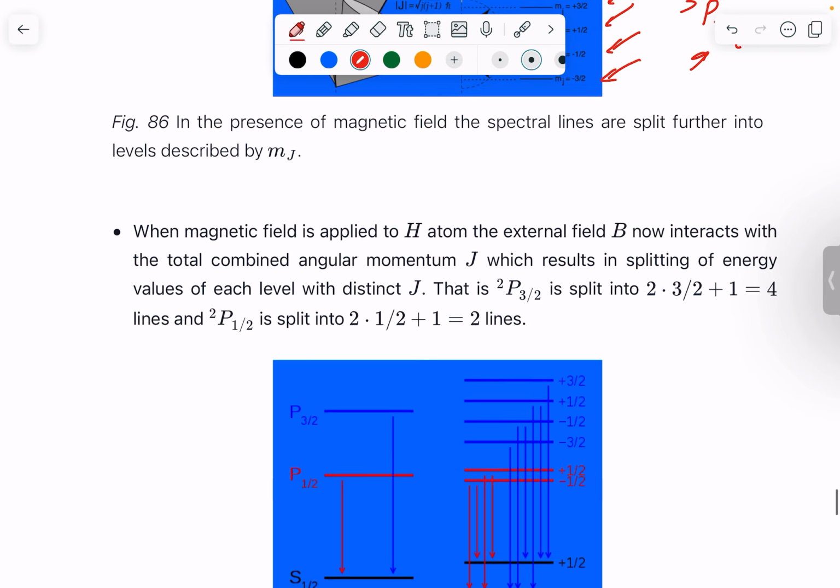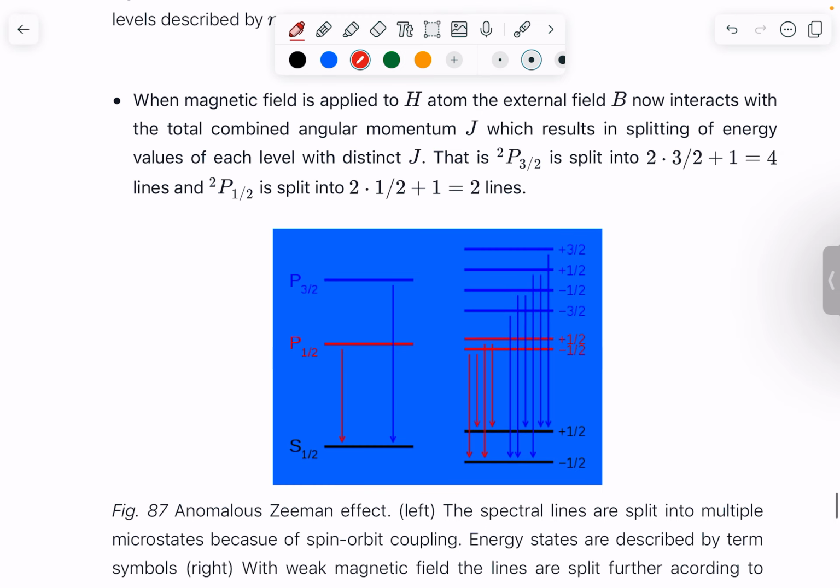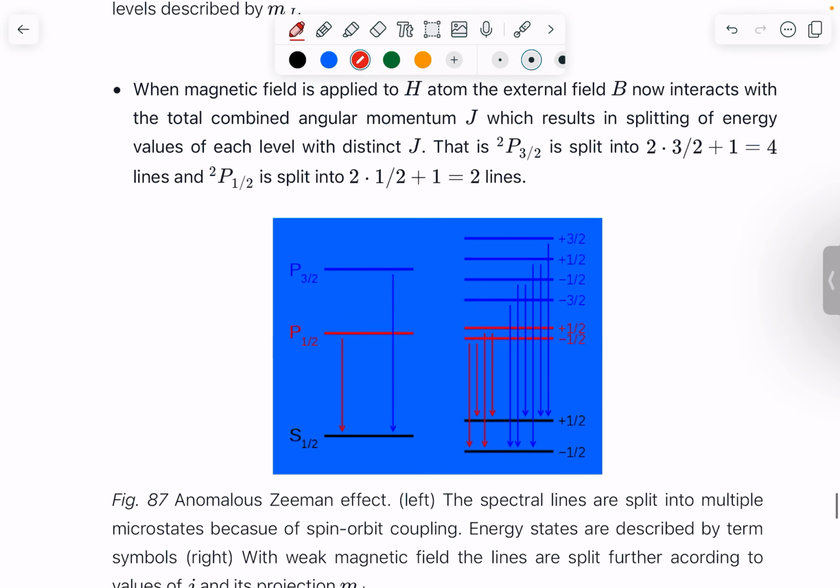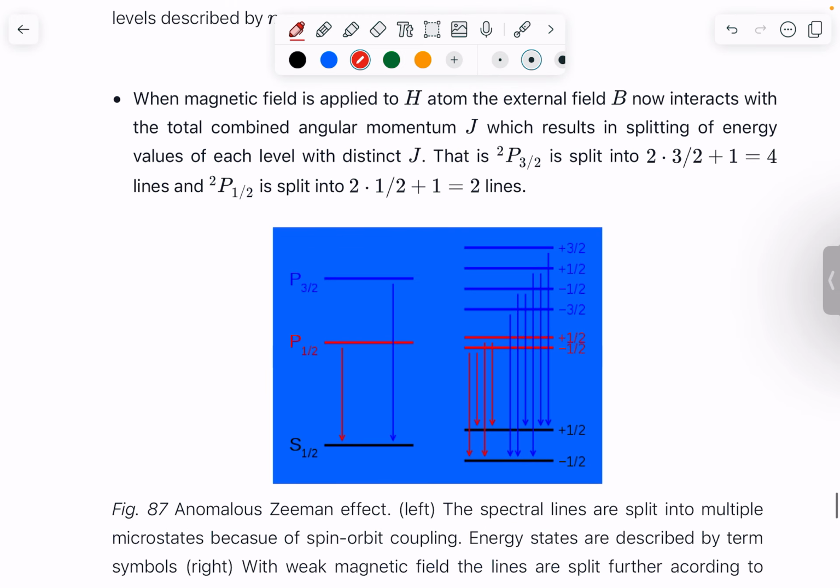Okay, so here is what's happening to these term symbols as the spin-orbit coupling splits the lines. So if you have a p 3/2, it's going to split into 4 possible lines. Let me use a different color here, maybe orange. So you see that this guy is split into 4 possible values, right? And p 1/2 is split into 2, and you can have a whole bunch of transitions.